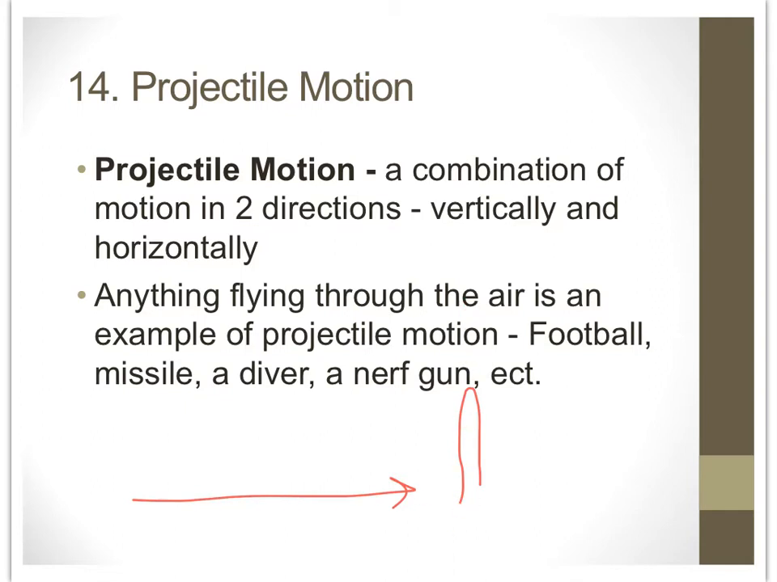All right. Anything that's flying through the air, whether it's a football, a missile, a person jumping through the air, whatever it is, that's going to be an example of projectile motion. Any of those objects are going to exhibit motion both in the horizontal direction as they move through the air, and in the vertical direction.